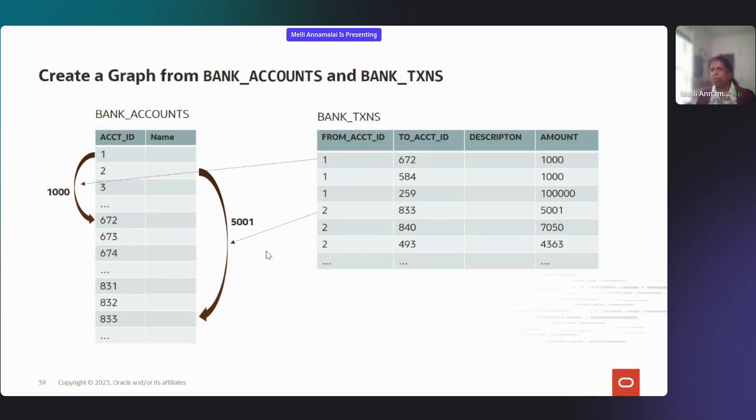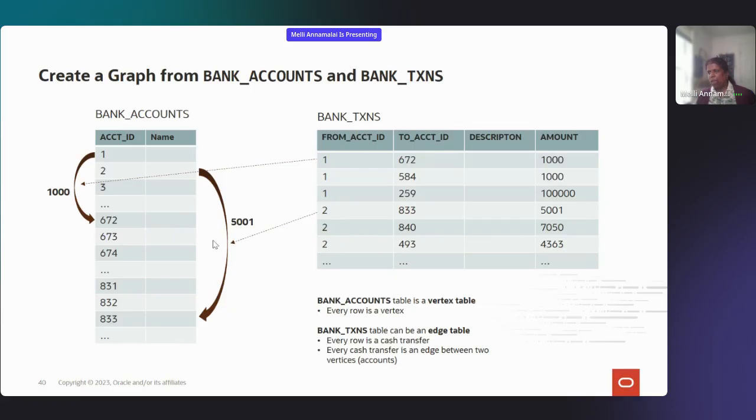So I can keep building my graph this way. Every row here is a vertex, and every time there's a relationship between them that I'm reading from this table, that becomes an edge, and I quickly build up my graph. So in our product, we say bank accounts is a vertex table, and bank transactions is an edge table. What we ask our developers to do, when they want to create a graph from their data, is to specify which are the vertex tables and which are the edge tables, and then behind the scenes, we will do the rest. We'll connect them, and we'll give you a way to traverse all of these links.